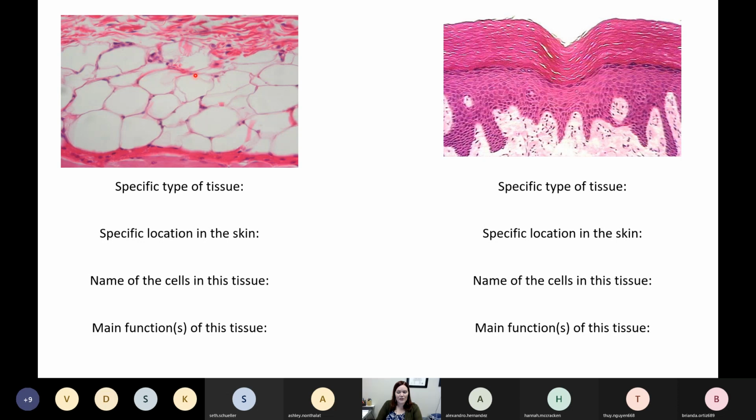When I'm talking about this kind of cell, can we identify the type of tissue that we're seeing here with these large cells? They look empty, but they actually wouldn't be.